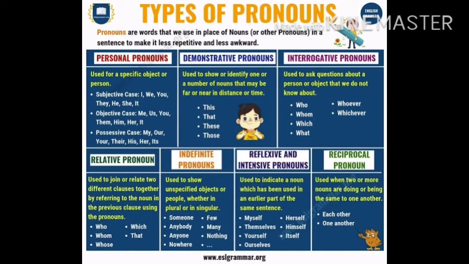Pronouns are classified into different groups. They are personal pronouns, demonstrative pronouns, interrogative pronouns, relative pronouns, indefinite pronouns, reflexive and intensive pronouns, and reciprocal pronouns. These are the different kinds of pronouns in English. In this chapter, we have to learn mainly about relative pronouns, and their usage.